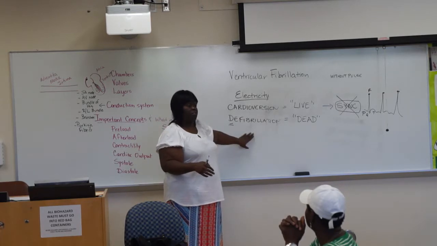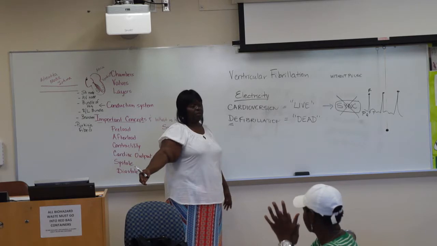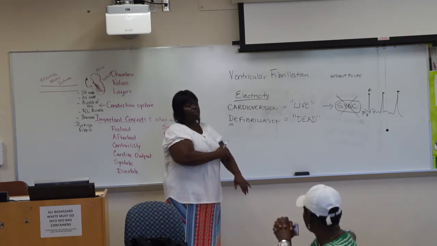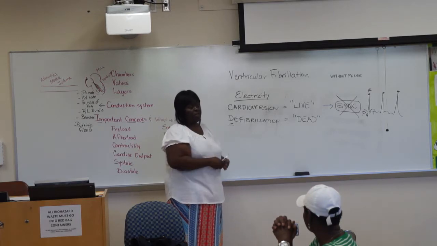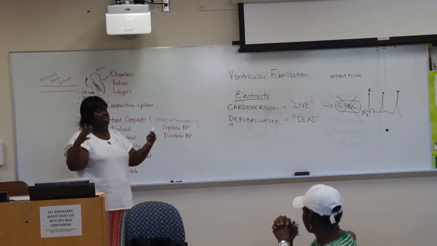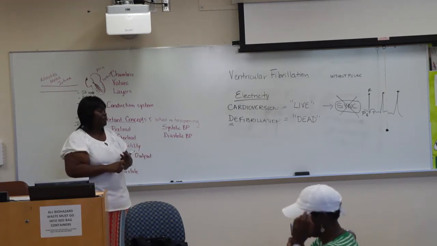If you were doing it in a patient, part of what happens in the code situation is somebody seeing whether this person has a blood pressure or not. If they don't, then you're going to be doing defibrillation. If they do have a blood pressure, then you're going to be doing cardioversion. So what dictates what you're doing is whether the person has a pulse and a blood pressure.